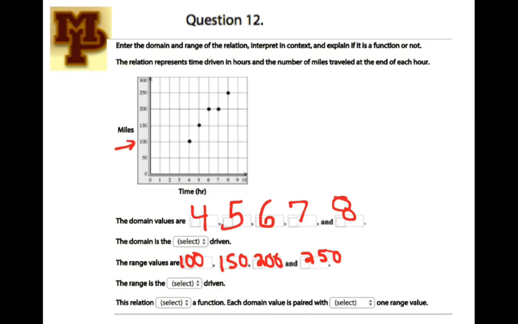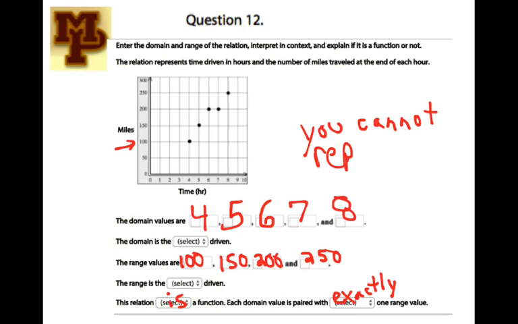This relation, let's see if it's a function. So it is a function. Each domain is paired with exactly one range member. So you're not allowed to repeat the x's. So 4, 5, every one of the x's is paired with exactly one range. You can repeat the y's. If you notice, we have a y twice, we have 200 twice, but you cannot repeat the x's. So I'm just going to make a little note. You cannot repeat x's and still be a function.